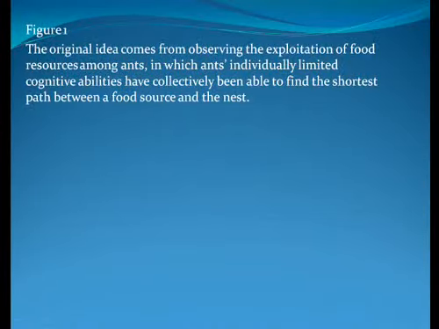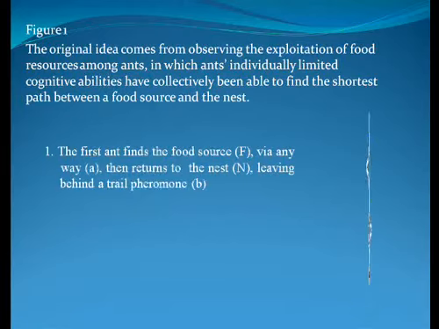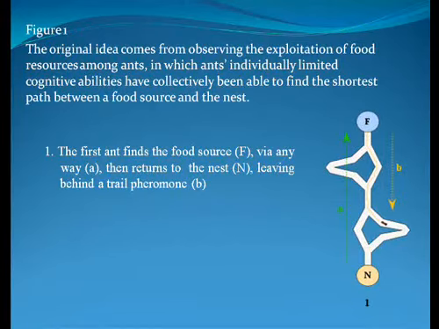The original idea comes from observing the exploitation of food resources among ants, in which ants' individually limited cognitive abilities have collectively been able to find the shortest path between a food source and the nest. The first ant finds the food source F via any way A, then returns to the nest N, leaving behind a trail pheromone B.